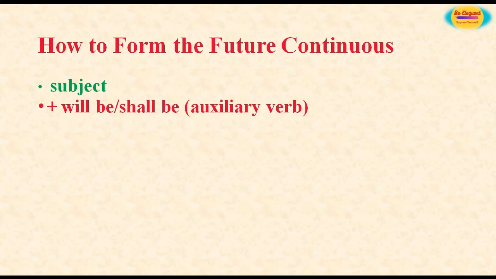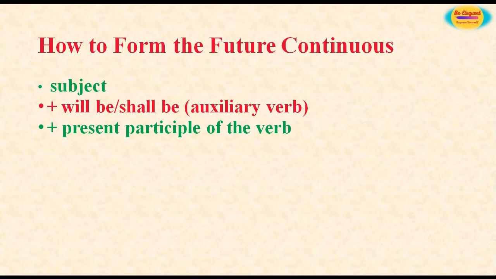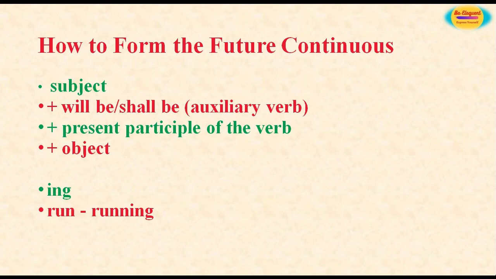In order to form future continuous tense, we use subject, and the auxiliary verbs will be or shall be, as well as present participle of the verb and rest of the sentence. The present participle is a form of verb that ends in ing. For example, the present participle of run is running. The present participle of play is playing.